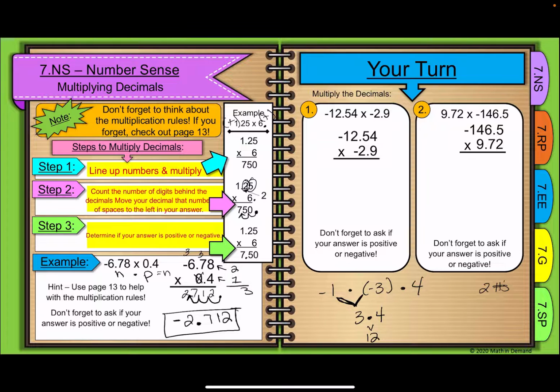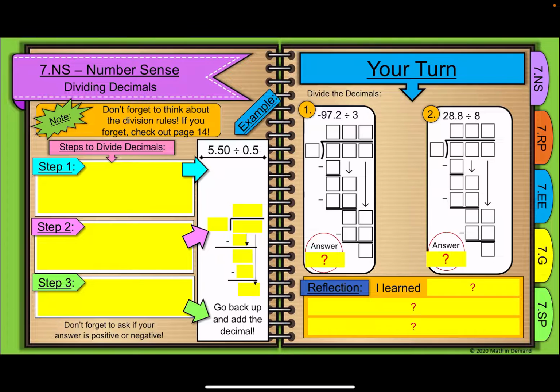All right, you have these 2 you-try problems that I'd like you to do on your own, and we'll check your answers when you come back to class. And then last, we're going to look at division. Okay, so a reminder of your steps.